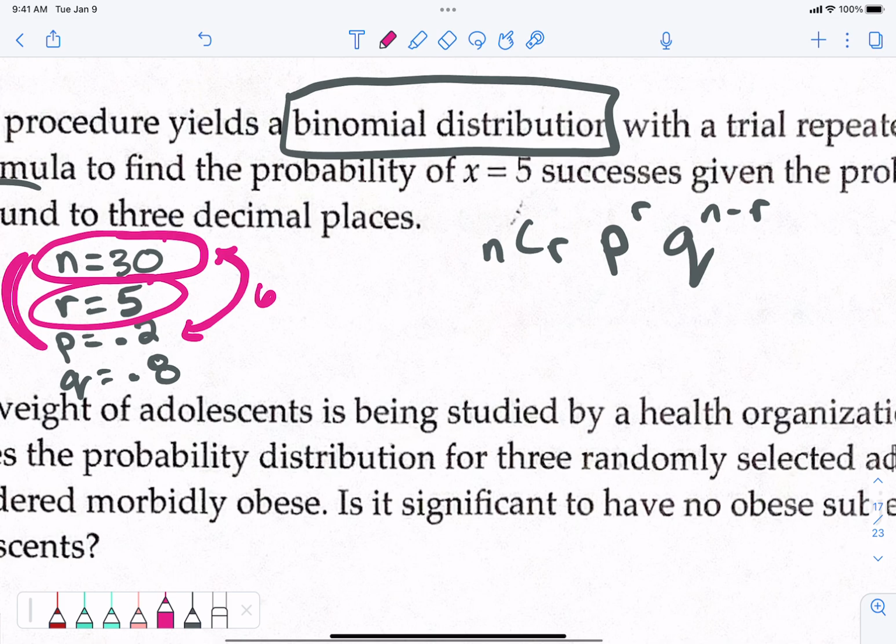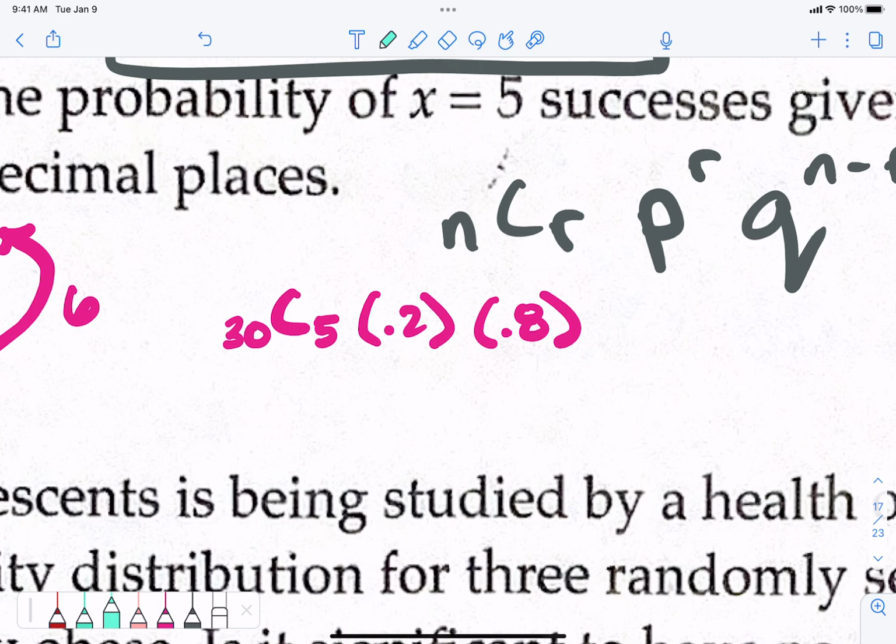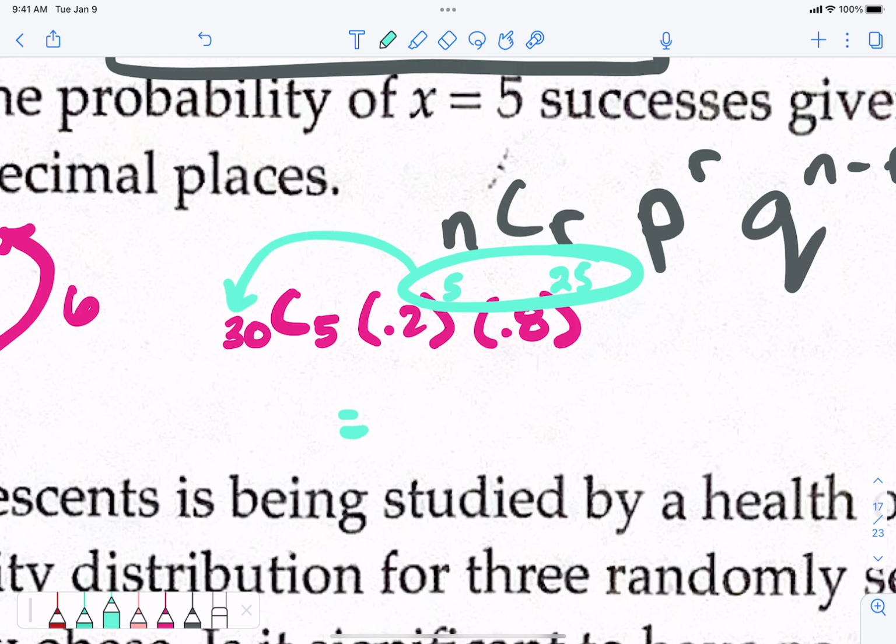let's plug it into the formula. n is 30, C 5, p is 0.2 to the, okay, I've got 0.2 and 0.8. 0.2 to the what power? To the 5th. 0.8 would be to the 25th, because these two numbers have to add up to whatever this is, right? Okay, I would really strongly encourage you to practice plugging that in at some point before you take this test so that you know how to do it.